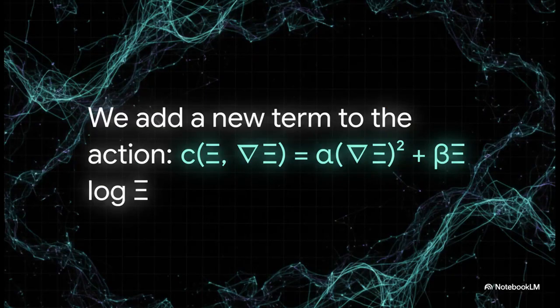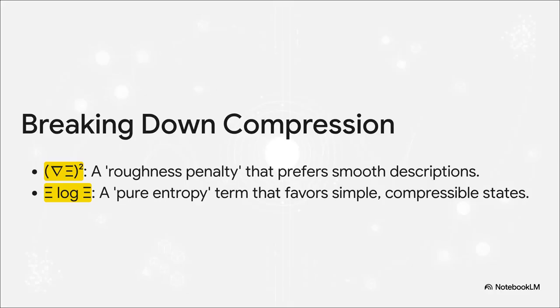So, how do we put this into our physics? Well, we add a new compression term to the action of the universe. This term basically quantifies the cost of a field's complexity, and the universe, like us, wants to minimize costs. And this term has two parts. The first bit, with the gradient of Xi squared, you can think of that as a roughness penalty. Basically, the universe hates messy, jagged descriptions. It wants things smooth. The second bit, Xi log Xi, well, that's straight out of information theory. It's the continuous version of the classic entropy formula, p log p. It's like nature has a built-in preference for states that are simple and highly compressible.